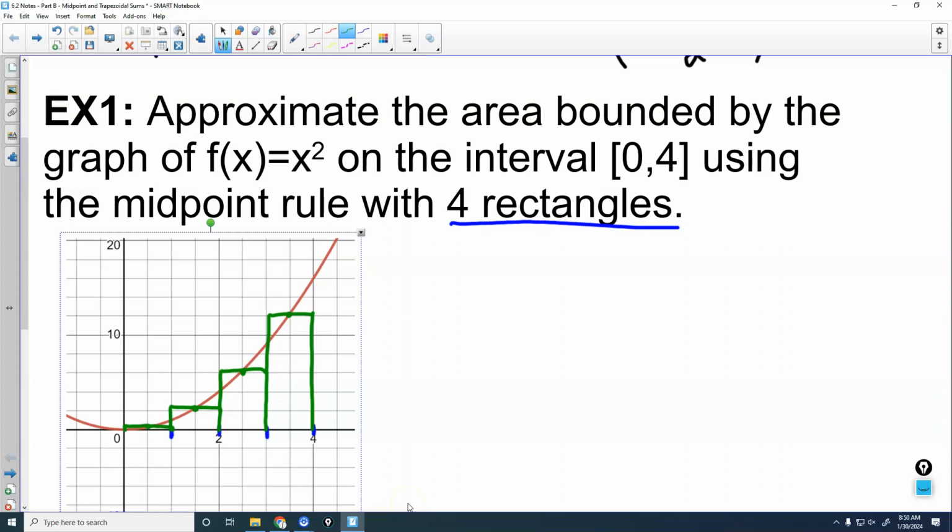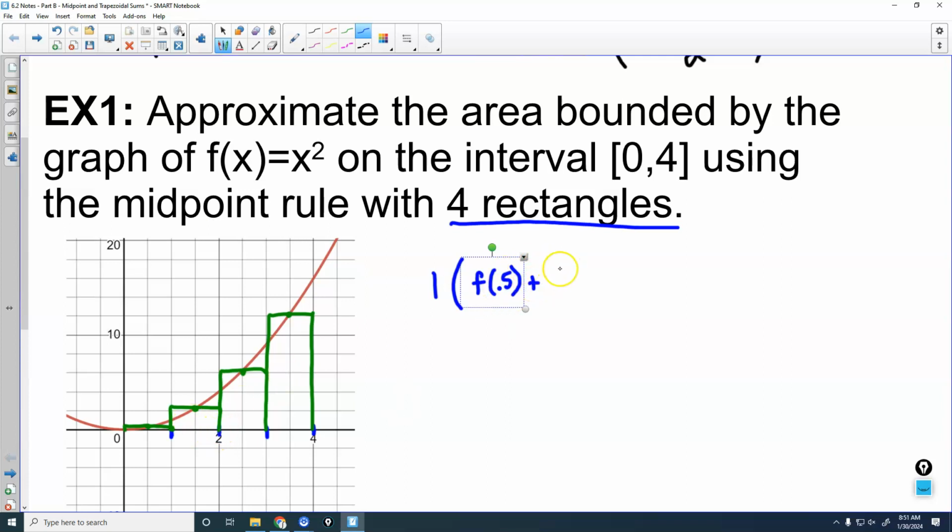So let's talk about how to find this. What is the width of each one of these rectangles? It's just 1. Okay? But what's the height of that first rectangle? What would we plug in to find the height of that first rectangle? We plug in 0.5, right? Because we didn't use the left or the right, we use the number in between those two. Between 0 and 1, we'd have 0.5 there. So we've got f of 0.5.